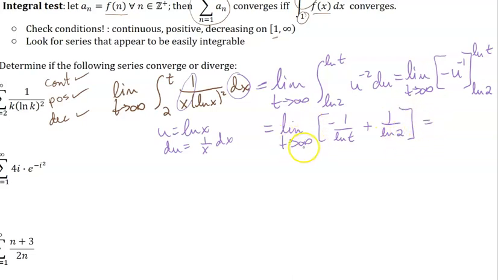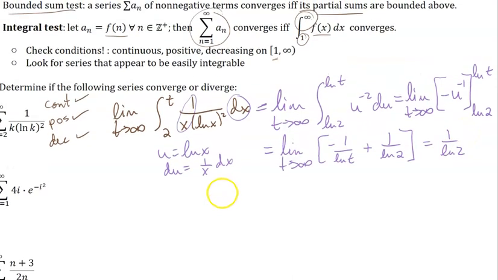And then last step is evaluating this limit at infinity. If I plug infinity into here, the limit of natural log of t is infinity. So negative 1 divided by infinity approaches 0. So I end up with 1 over natural log 2. Okay, what did that determine for us?